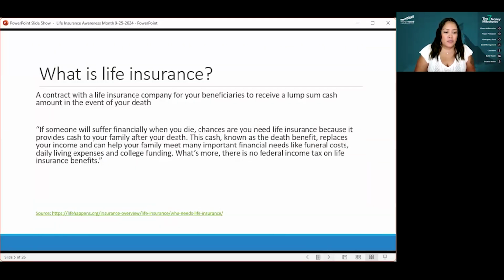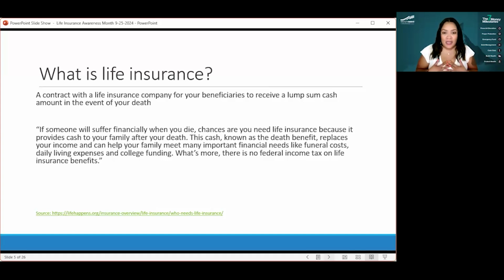Now, what is life insurance? According to lifehappens.org, they define it as a contract with a life insurance company where you have beneficiaries who will receive a lump sum amount of cash in the event of your death. That's the simple term. You're paying a life insurance company to pay your family a lump sum amount of money if you pass away. A lot of people, I think, first of all, it's hard to think about that, right? At the end of the day, it's inevitable.